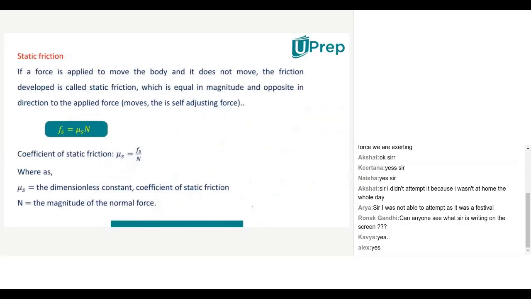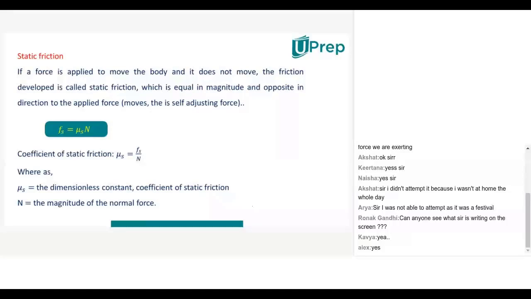Now, if a force is applied to move the body and it does not move, then the friction developed is called which friction? Static. Static friction, which is equal to what? It is equal to the applied force, and it is in the opposite direction to the applied force.